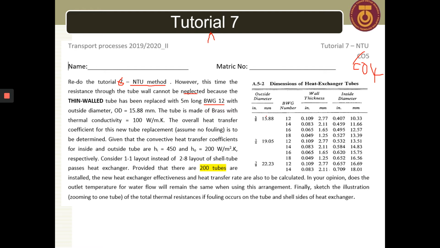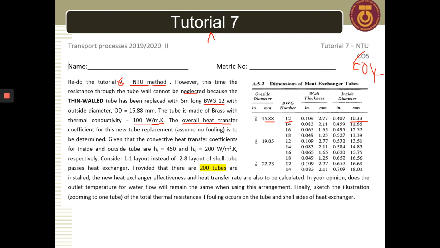So BWG12, and for 15 mm, the corresponding internal diameter should be 10.33. Okay, this is the part that we have already analyzed so far. And the tube is made of brass. So this is the thermal conductivity of brass. And we need to determine the value of U, the overall heat transfer coefficient.